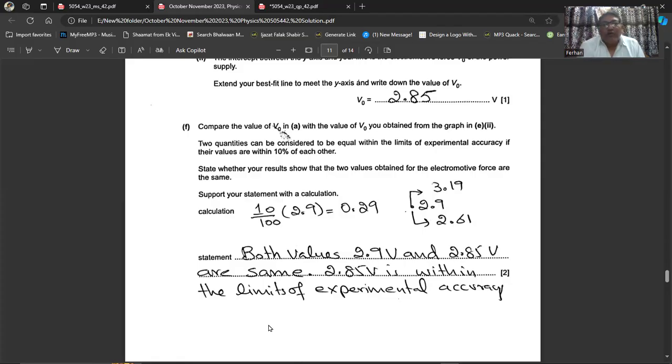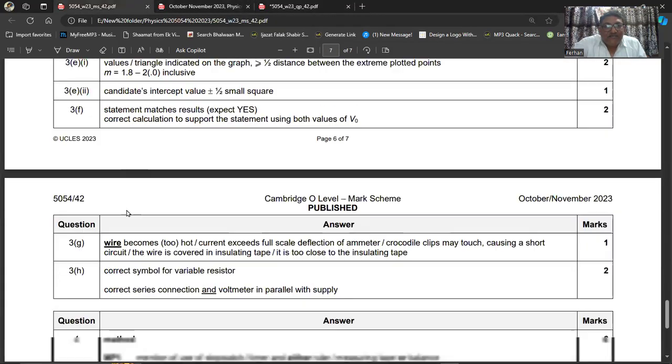That means both values 2.9 volt and 2.85 volt are same. It is within the limit of experimental accuracy. So they are same. I hope you understand.